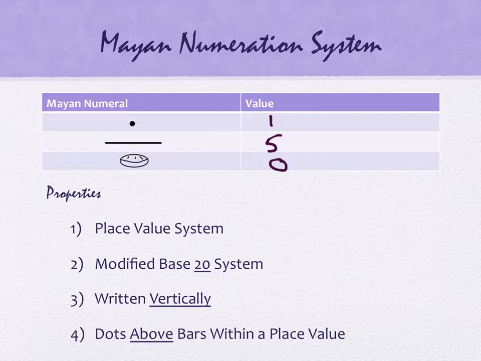It is written vertically. That's different. And we always put dots above bars. So if you had the value 6, you'd put a dot on top of a line. Make sense? That would be right how you would write that. Okay, so we know what a base 10 system is. That's what we have. We've talked about what a base 60 system looks like. It's powers of 60. If this were a base 20 system, it would be powers of 20. Now, because it's written vertically, the smallest value is on bottom.